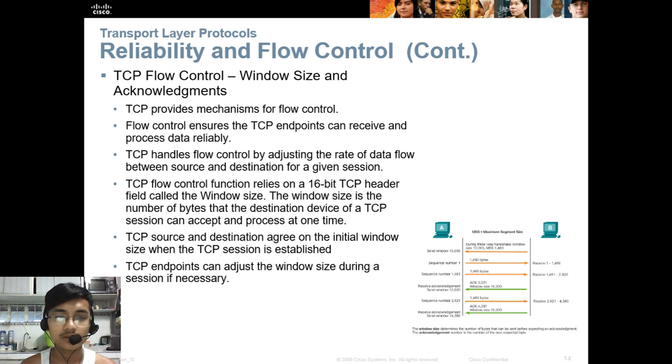The window size is the number of bytes the destination device of a TCP session can accept and process at one time. TCP source and destination agree on the initial window size when the TCP session is established. TCP endpoints can adjust the window size during a session if necessary.